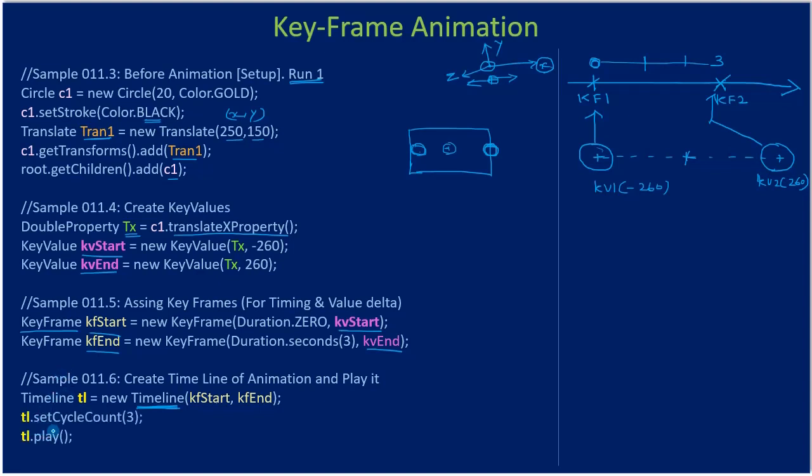Now, here we are doing cycle count 3. That means the object will move from here, cycle 1, cycle 2, and cycle 3, right? This is 1 cycle, 2, 3. But here, if you see, we are creating the animation for this one only. And using the set cycle count method, we are repeating it 3 times. Alright, now we are calling t1.play, and this will play the animation.